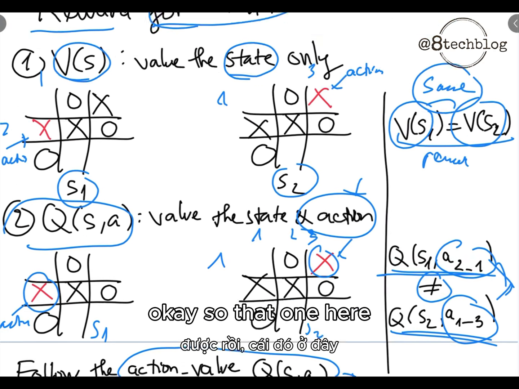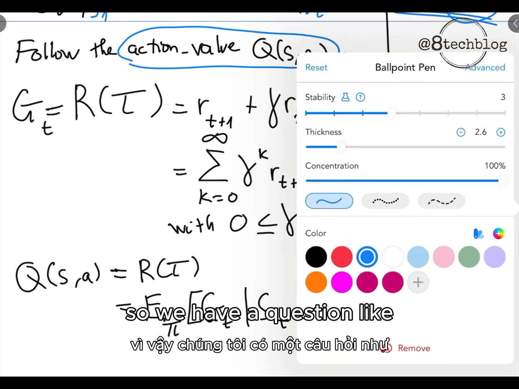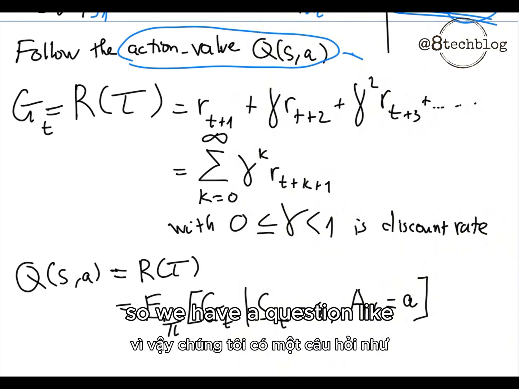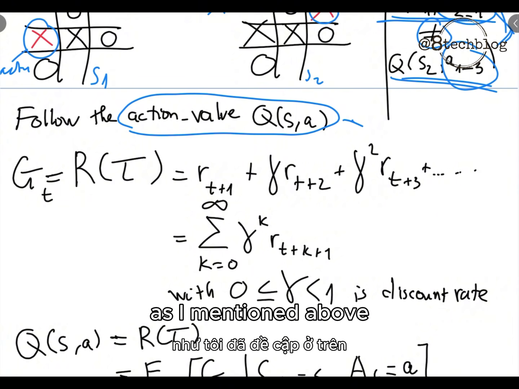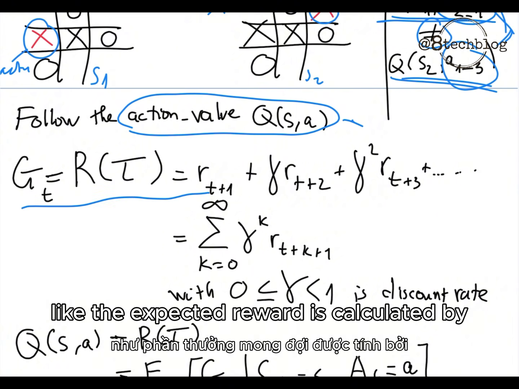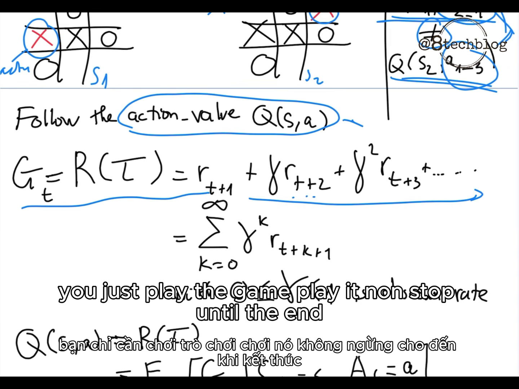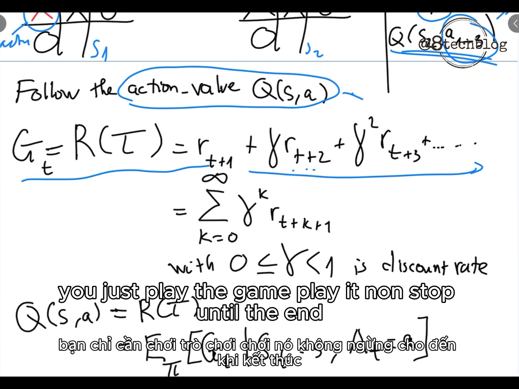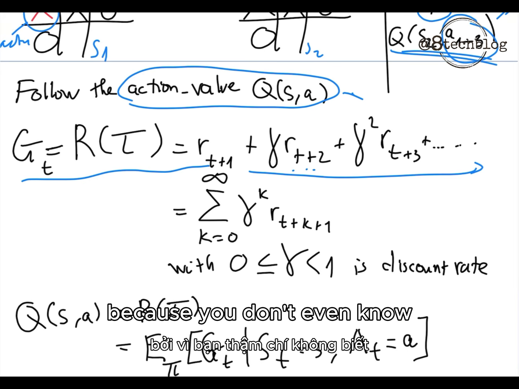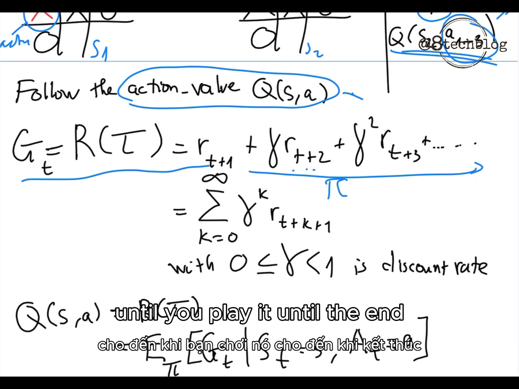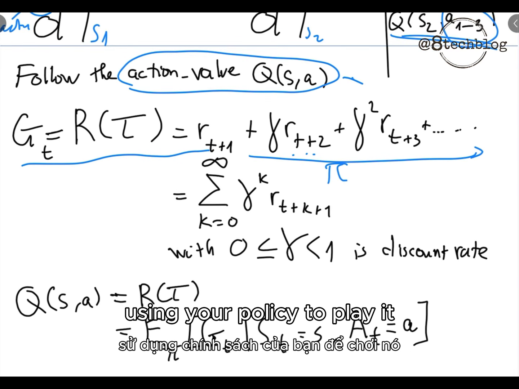Okay, so we have the question of Z t, the expected reward. As I mentioned above, the expected reward is calculated by playing the game non-stop until the end to get the reward, because you don't even know whether an action is good or bad until you play it until the end, using your policy to play it.